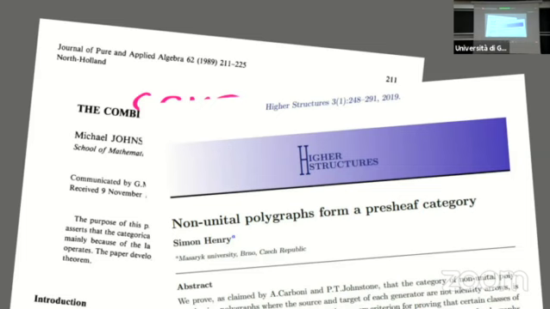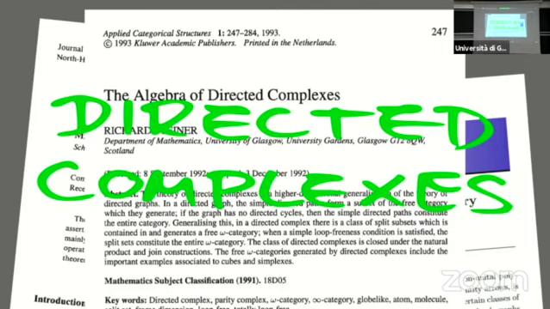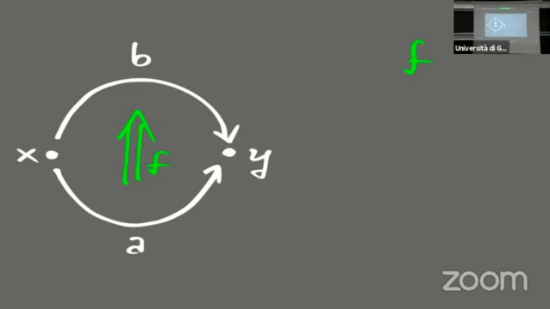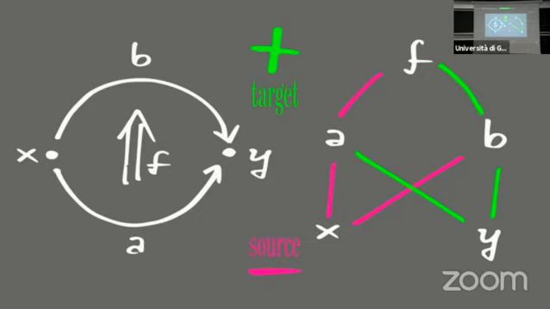I replaced Johnson's pasting schemes with Richard Steiner's directed complexes, a more flexible formalism. In both of these, the idea is to encode a cell shape by its oriented face poset. In a face poset, we only remember if a cell is in the boundary of another cell. In an oriented face poset, we also mark cells in codimension 1 as belonging to either the source or the target boundary of the cells that cover them.